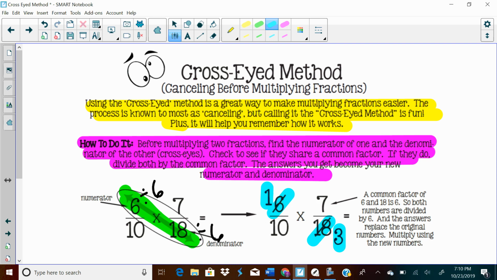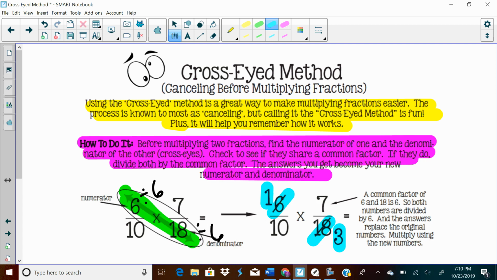And then a common factor of 6 and 18 is 6. So both numbers are divided by 6, and the answer replaces the original numbers, multiplying using the new numbers. So then I look at 7 and 10. There's nothing that I can do with 7 and 10. They don't have a common factor, so they just stay the same.